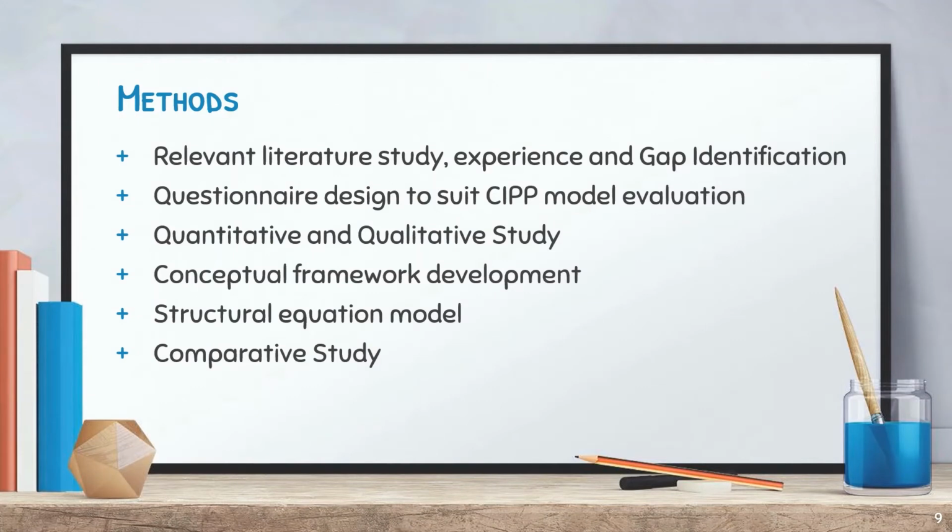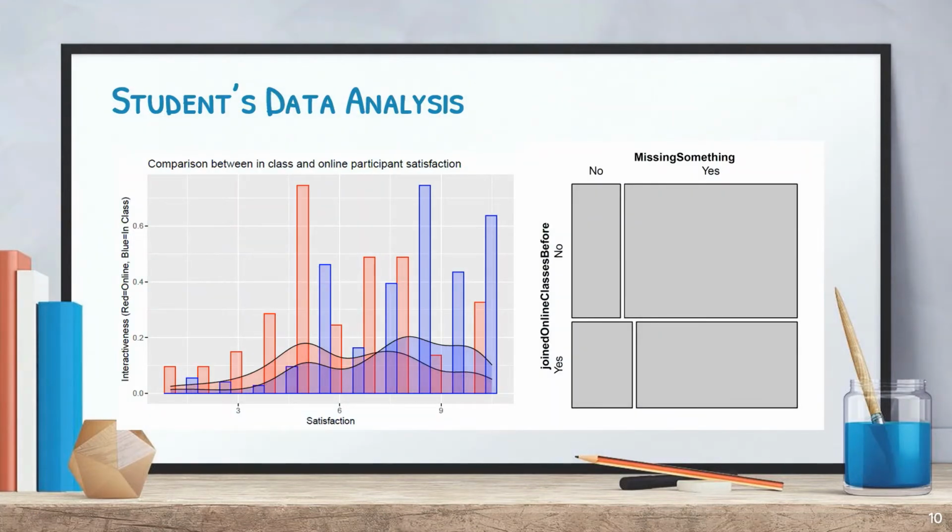For our methods, we also did a literature study to figure out what has already been covered and what we can add to it. From our experience and the gap identification, we designed our questionnaires in a way that helps us evaluate the CIPP model. Our research was both quantitative and qualitative. We are also proposing a conceptual framework and a structural equation model, and finally a comparative study between these two zones. So let's see some of the outcomes of this research.